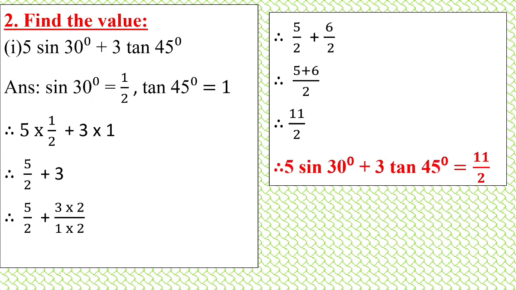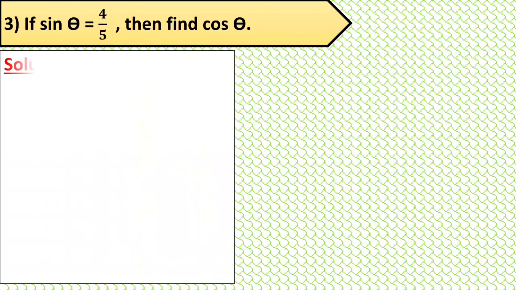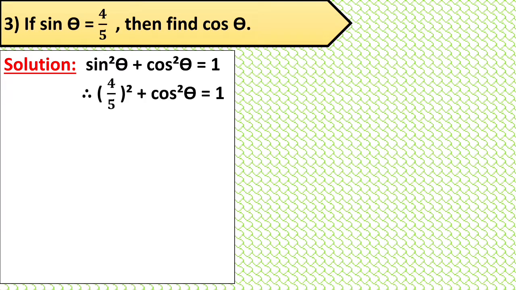Okay. Now question number 3. If sin theta equal to 4 upon 5, then find the cos theta. Here we have to use identity formula. When we will give the question in the exam, we will mention in the bracket that you have to use identity formula over here. So as we know that identity formula is what? Sin square theta plus cos square theta equal to 1. Substitute the value of sin 4 upon 5 square plus cos square theta equal to 1. The square of 4 is 16, the square of 5 is 25 plus cos square theta equal to 1. Now 16 upon 25 go to the right side, become minus.